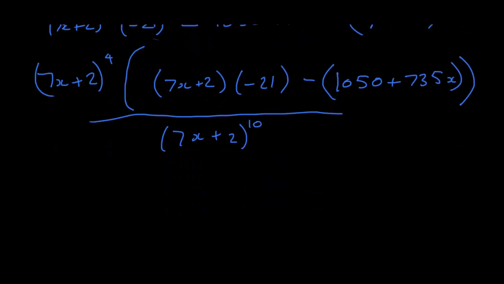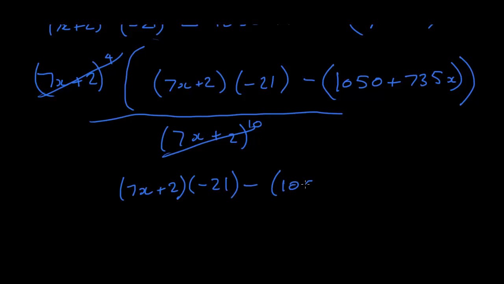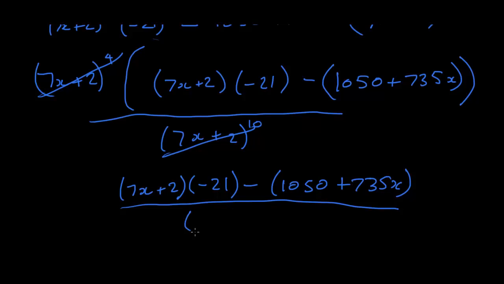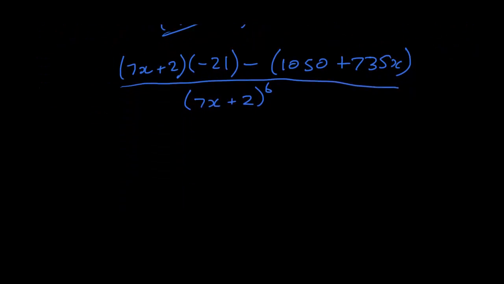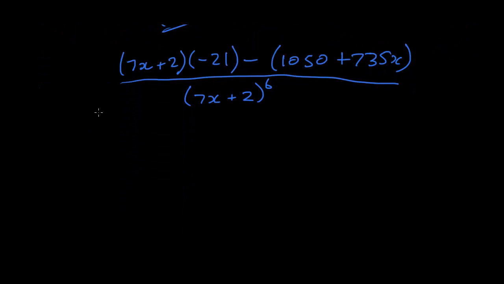Now, all we have to do is cancel this entire thing out with this, since it's multiplication, and we end up getting (7x + 2) minus 21 minus 1050 plus 735x all over (7x + 2) to the power of 6, because 10 minus 4 is 6, indice rules. Awesome. Now, what do we have to do now? Basically simplify the top.